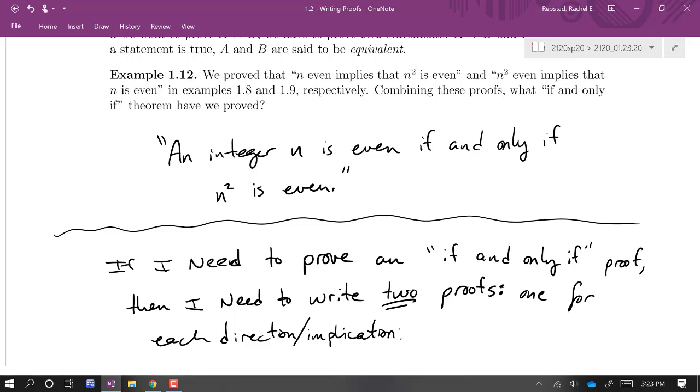But when we proved the other direction this time, we were like, oh man, it's hard to prove the other direction directly, so I'll take the contrapositive. Like, you just have to be careful, treat each one like it's a brand new proof.